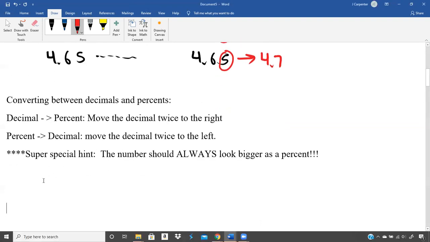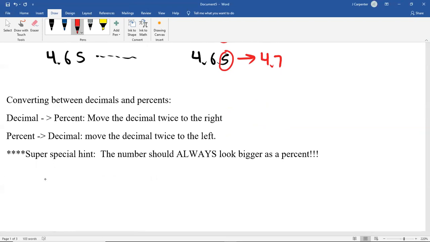So here's the idea. Let's say we said to convert, and I'm just going to say convert so you know that it's going to be the other way. Let's say I gave you 4.5. So there's no percent symbol, which means it's a decimal. So we take the 4.5.